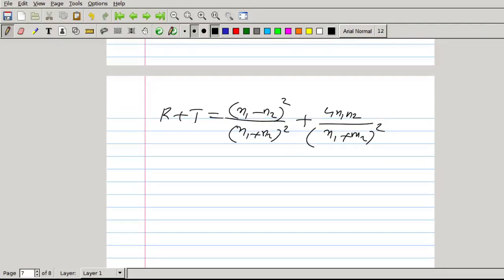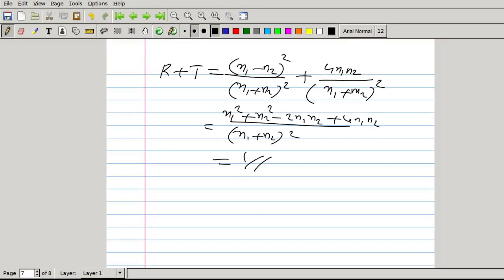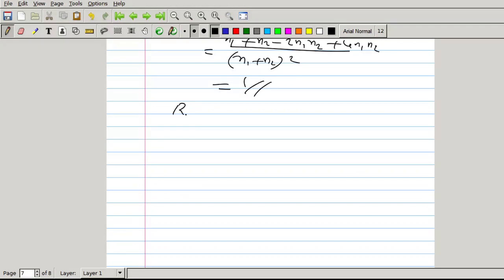So the denominator will be N1 plus N2 the whole square. The numerator will have N1 square plus N2 square minus 2 N1 N2 plus 4 N1 N2. This will be plus 2 N1 N2. So this will be N1 plus N2 the whole square by N1 plus N2 the whole square, equal to 1. So the total energy remains conserved. The reflection coefficient plus the transmission coefficient will be equal to 1. So the total energy is conserved.